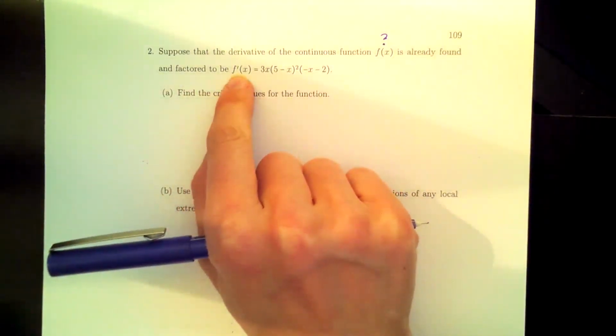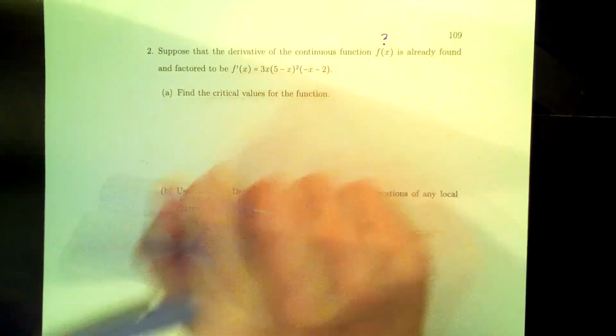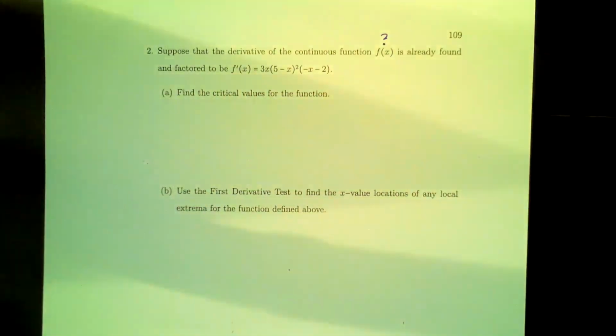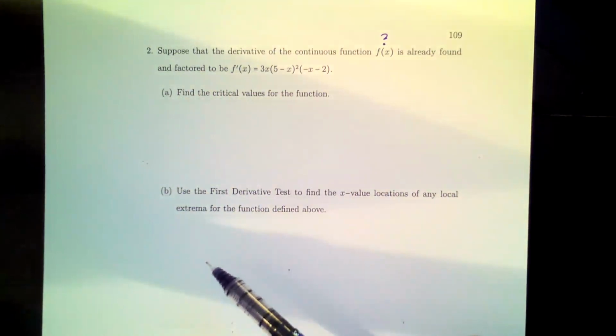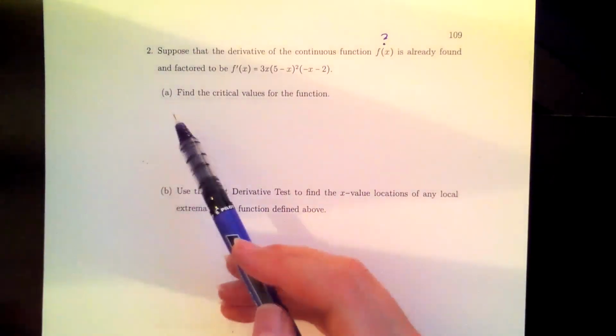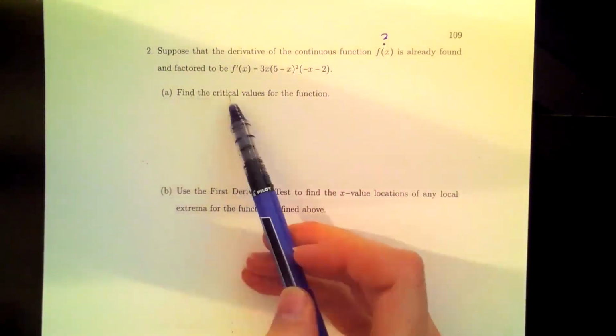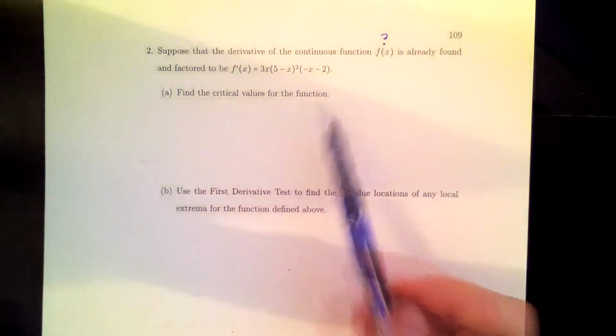In other words, they found the derivative for you and they factored it for you and said, there it is. So we don't know what the original function is. We can't graph it, we can't see it, we don't know anything about it. But what we do know is this is its derivative, and it's already factored for us. So then, we look at part A. Part A says, find the critical values for the function.